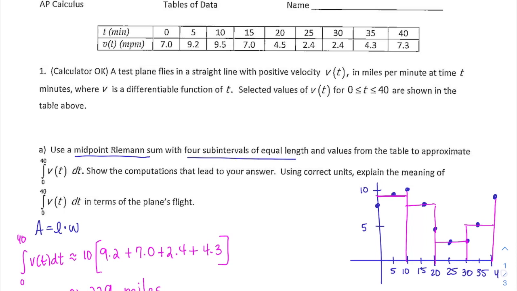Now the second part of this question says, using correct units, explain the meaning of this integral in terms of the plane flight. And this is the net change in miles flown by the plane from time equals 0 minutes to a time equal to 40 minutes.